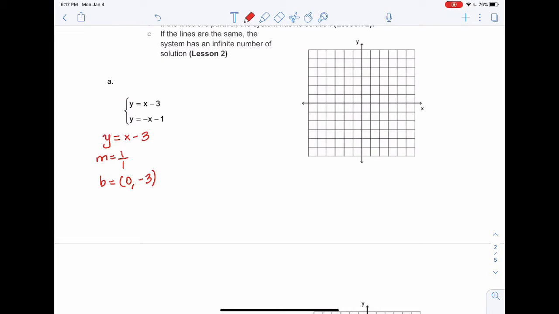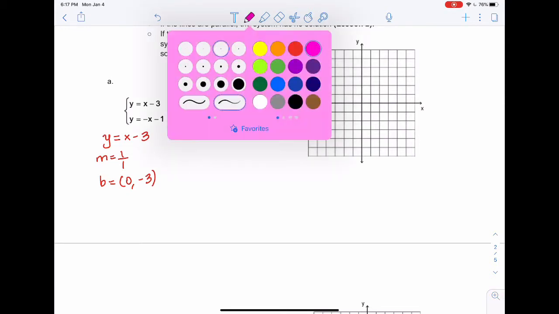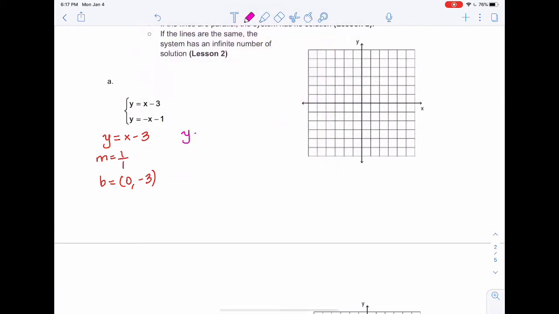For the second equation, y is equal to negative x minus 1. The slope is negative 1 over 1, and the y-intercept is 0, negative 1. Now, let's graph them. Let's create the graph for each equation.